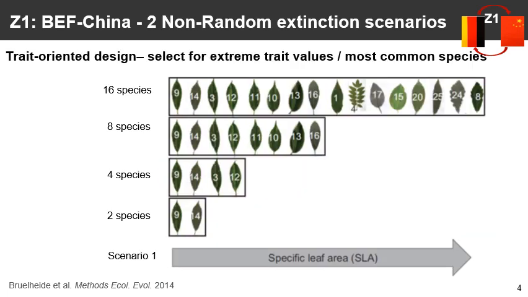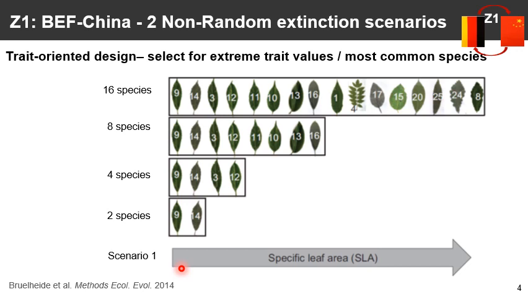But then we have also 2 non-random extinction scenarios. These non-random extinction scenarios are trait-oriented. There we select them according to extreme trait values or to most common species.